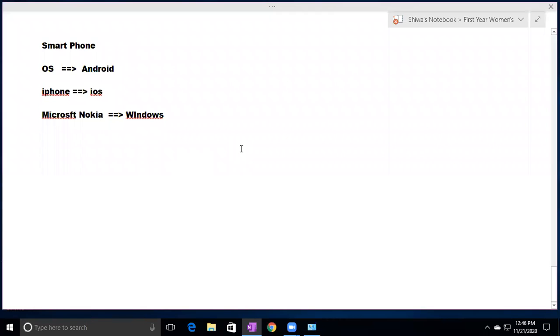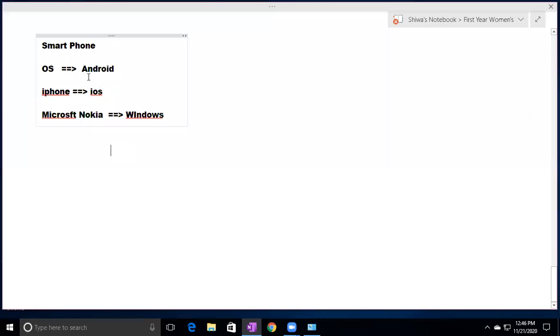Okay, you are maintaining your own many images. So for that, who is maintaining all that? Operating system. So that's why in the mobile, we are installing the operating system like Android or iPhone. In the iPhones, Apple company is using iOS operating system.